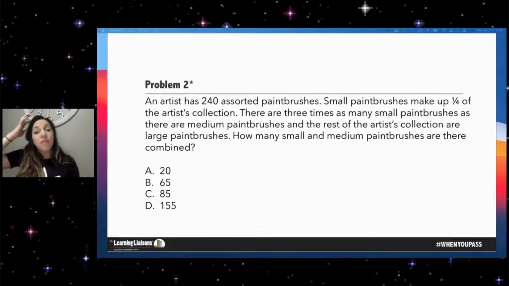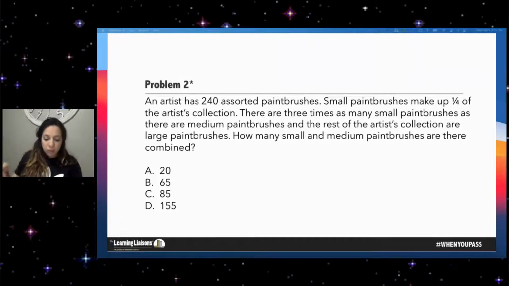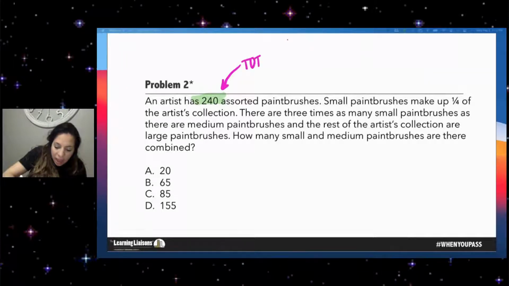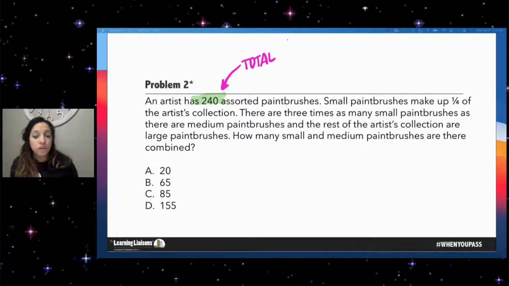Holy moly, we have quite the word problem here, quite the story problem. So let's go ahead and look at what information they gave us so that we can solve this problem. We know that there's a total of 240 paintbrushes. This is how many she has total. So if I get a number that's bigger than 240, I know that I'm certainly doing something wrong.